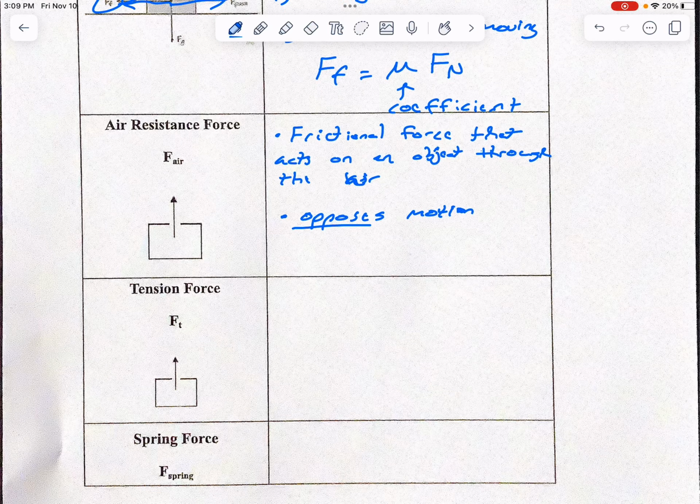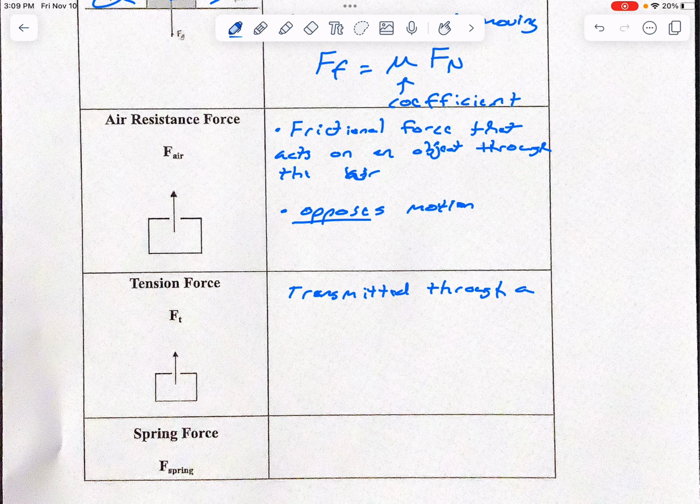Next one is called tension force. That's like when you hang something. It is transmitted through a string, cable, or wire. You could say rope, chain, anything like that. There's plenty of things. It occurs when an object is pulled. Think of hanging something from a ceiling. There's going to be a tension force acting on whatever material you're using to hang that object from.